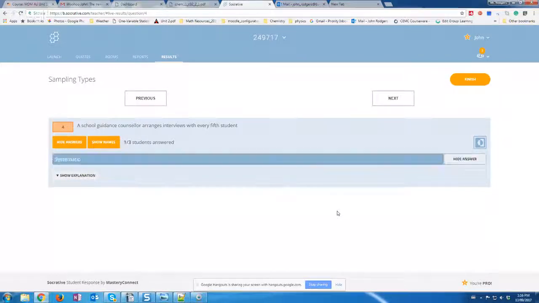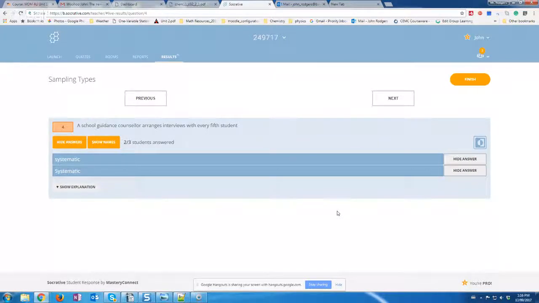Okay, school guidance counselor arranges interviews with every 5th student. And so the school guidance counselor would have this thing, probably called a sampling frame. So the school guidance counselor would have a list of names, probably alphabetic, and then just go through that nice sampling frame, and every 5th student, pick that student.